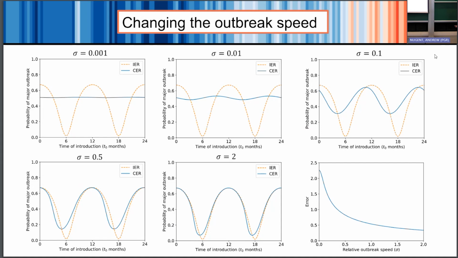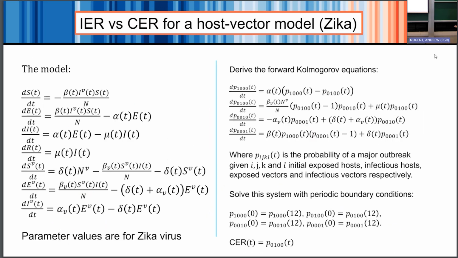And you can see that as you increase sigma, we get a better and better match between the IER and the CER. And in fact, as sigma tends to infinity, the CER will approach the IER, because in that case seasonality is irrelevant, because all of your transmission happens in kind of an instant, which obviously isn't realistic, but it is nice to see.